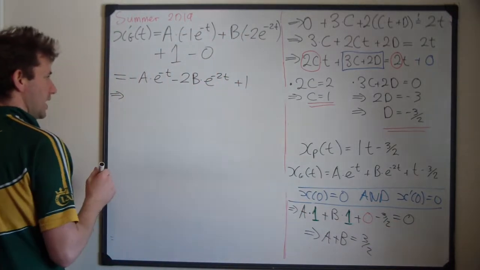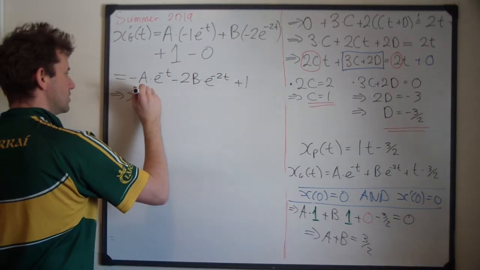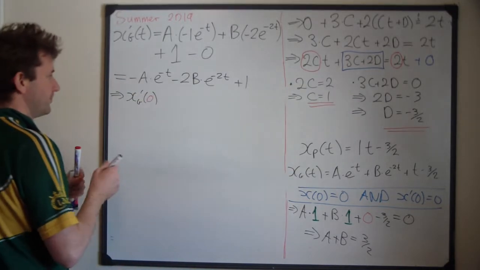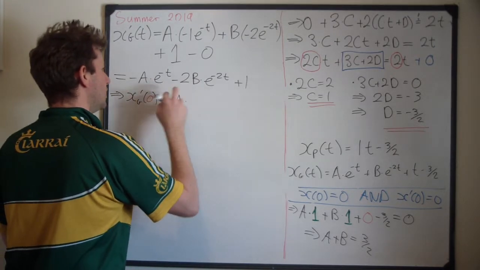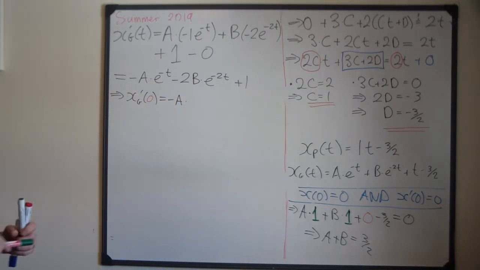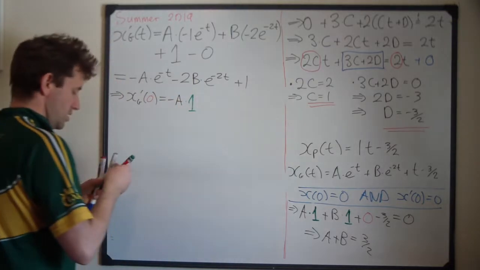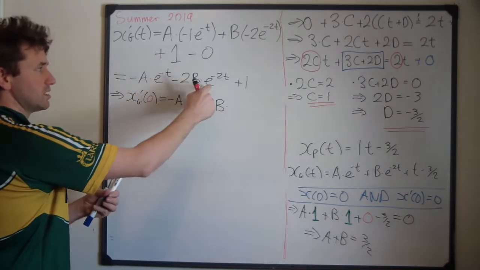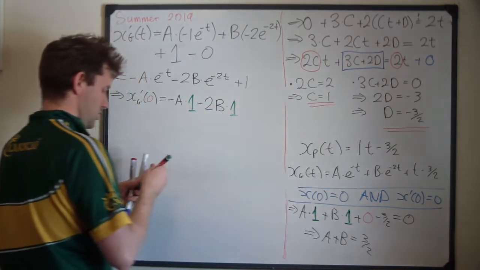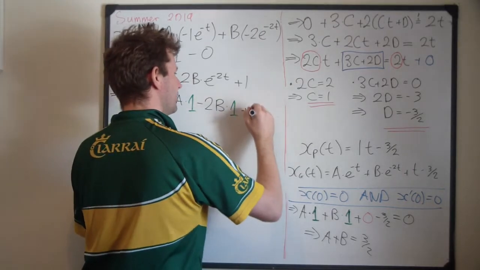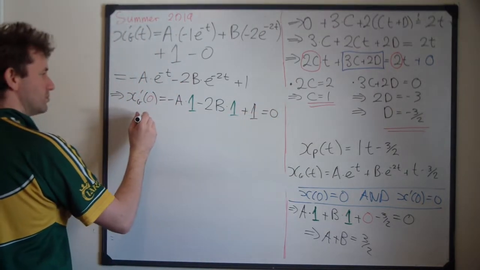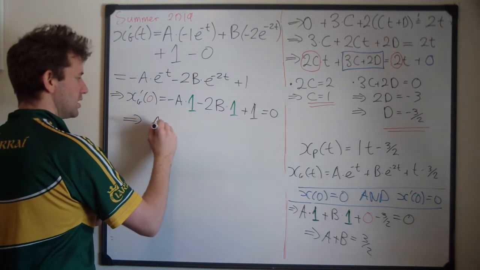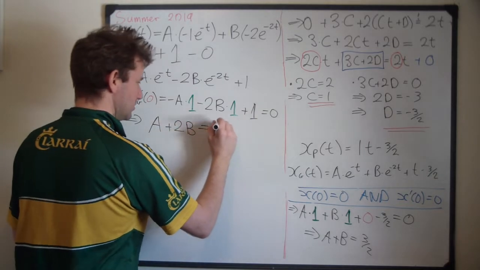So therefore, the derivative of the general solution evaluated at 0 is equal to minus a. Now substitute in 0 into an exponential, you get out 1. Minus 2b, substitute 0 into an exponential, you get 1. Plus 1, and we know that this must equal 0. So add the a plus 2b to both sides. You get a plus 2b must be equal to 1.